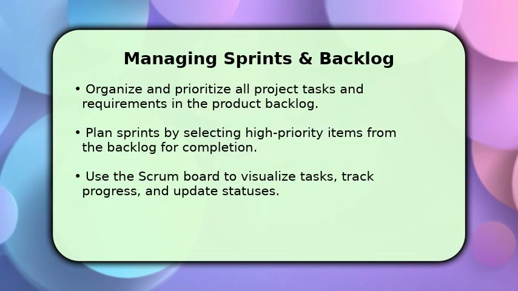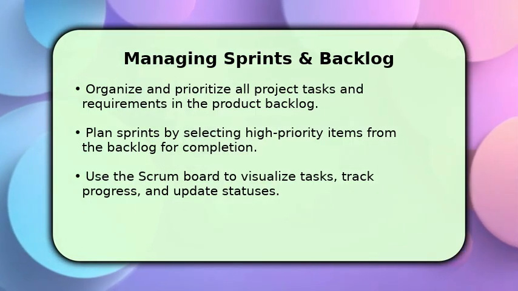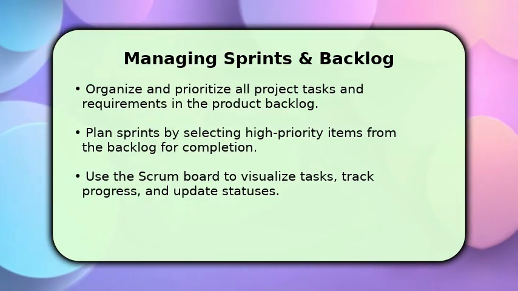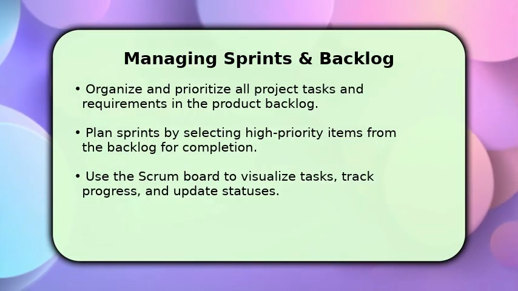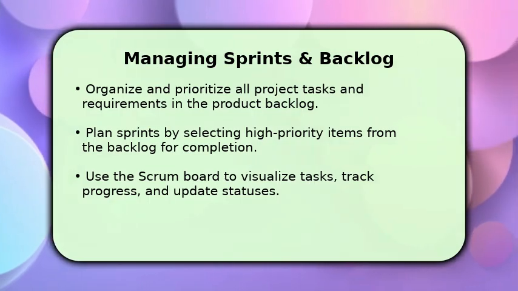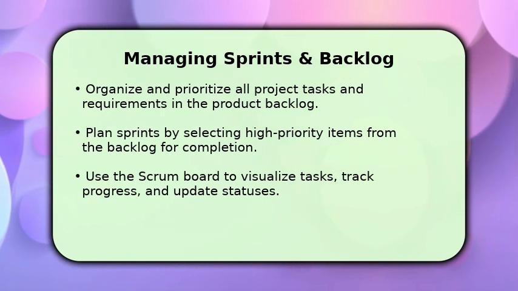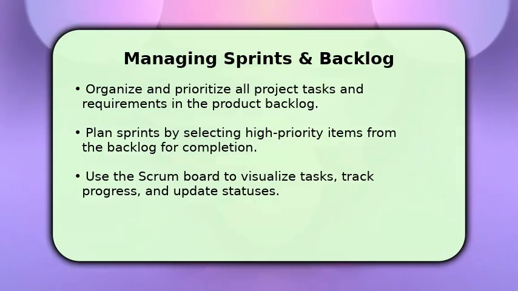Effective project execution hinges on managing your sprints and backlog. Start by organizing all project ideas, features, and requirements into a comprehensive product backlog, prioritizing items based on business needs. During sprint planning, select the most critical items from this backlog to be completed within a defined sprint duration, typically 1 to 4 weeks. Utilize the interactive Scrum board to visually track task progress, update statuses, and ensure your team stays focused on delivering value incrementally.